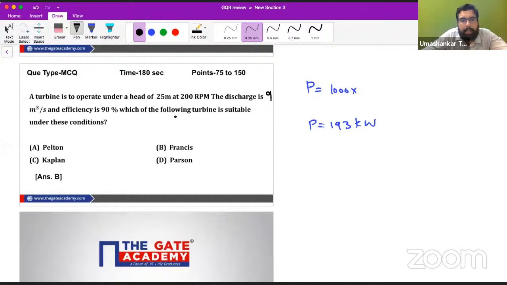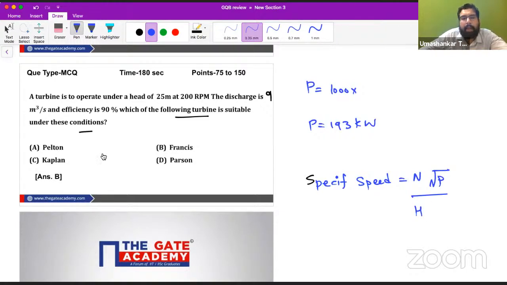So ultimately what we have to find is specific speed. Now to know which kind of turbine is to be used at what condition, we need to find this specific speed, that is N root P by H to the power 5 by 4 for turbine. We know it, right? So we can find this specific speed, and we can see which kind of turbine is suitable.